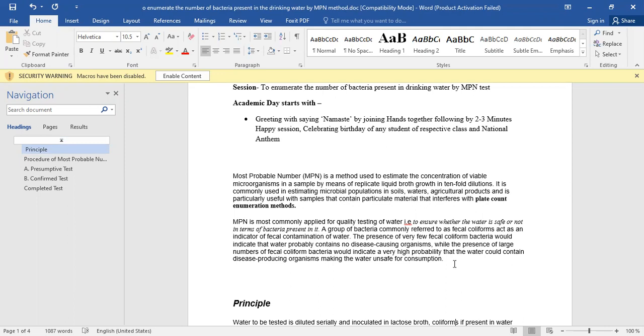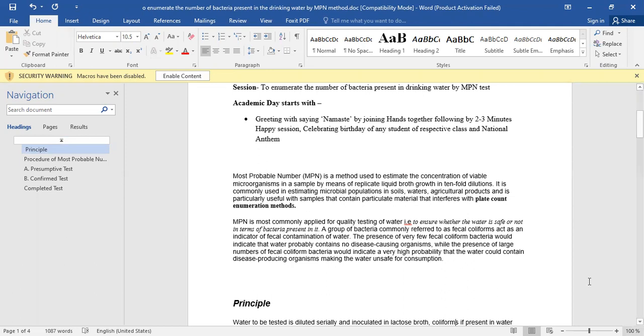A group of bacteria commonly referred to as fecal coliform is used as an indicator of the fecal contamination of the water. The presence of even very few fecal coliform bacteria could indicate the water probably contains disease-causing organisms. If fecal coliform bacteria are present, it indicates that the water is not safe and the bacteria can cause disease.